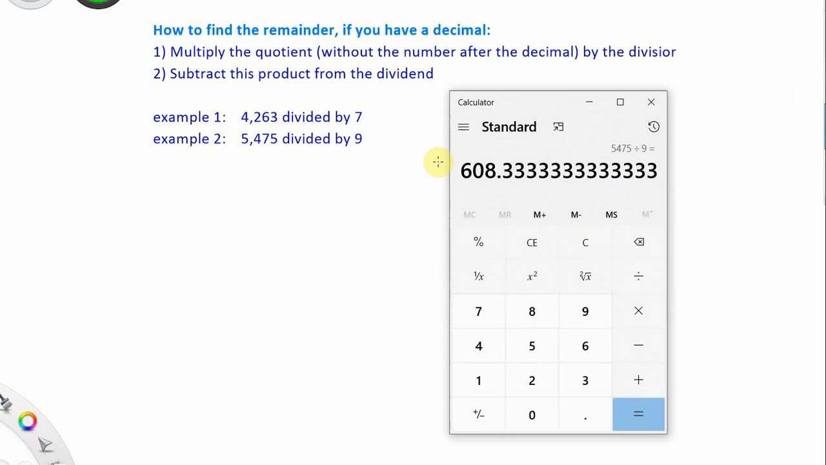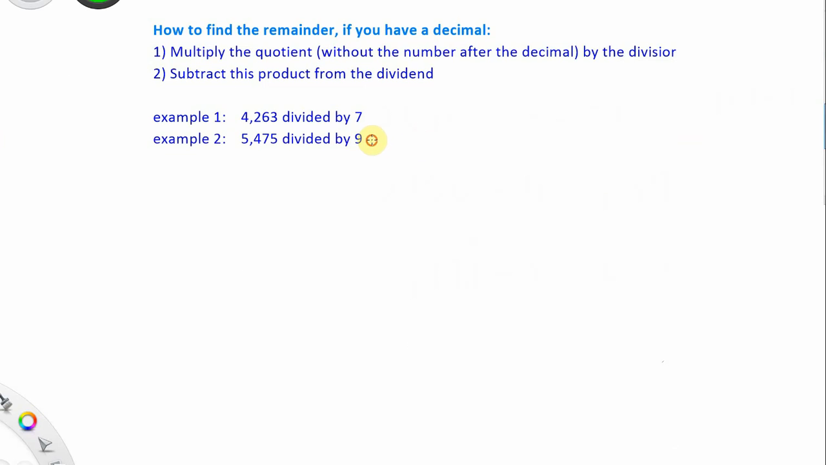So you can see that, again, that decimal in the calculator, 608 decimal 3. And that 3 just keeps going on and on and on, and it's a repeating decimal, and so it will actually go on forever. So how can I know what the remainder is? I can't write the answer as 608 remainder decimal 3. I can't do that. So because I can't do that, how can I figure out what the remainder is?